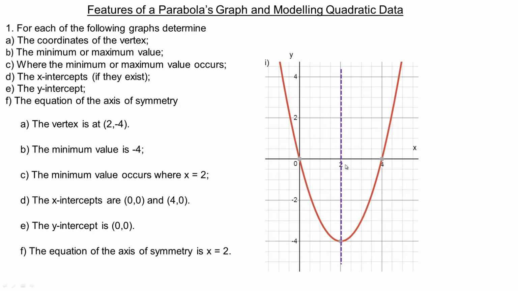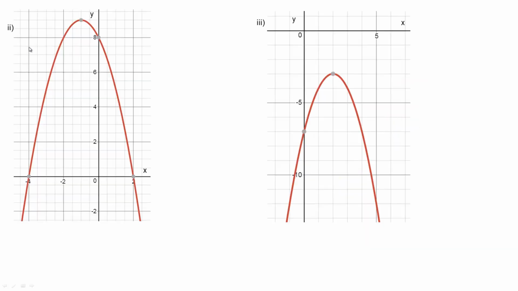Let's get rid of that, and we'll go to the next one. So graph number 2 here, we're asked where the vertex is. So the vertex is that point right there. So we go over 1 and up 9. So the vertex would be at negative 1, 9.